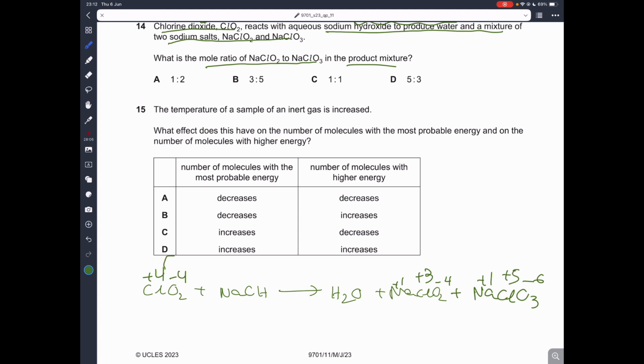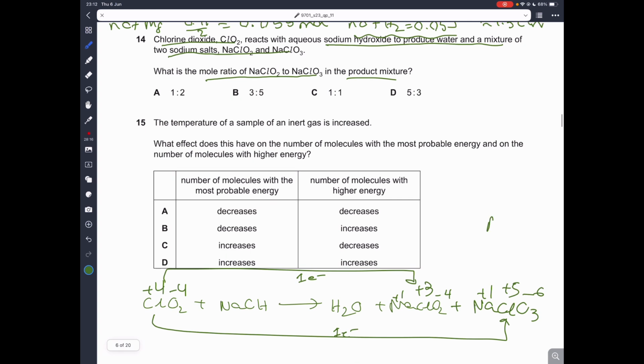So we can draw plus 4 to plus 3, a change of 1 electron. And plus 4 to plus 5, there's also a change of 1 electron. Meaning, we have a 1:1 ratio of NaClO2 and NaClO3. So, C is the correct answer.